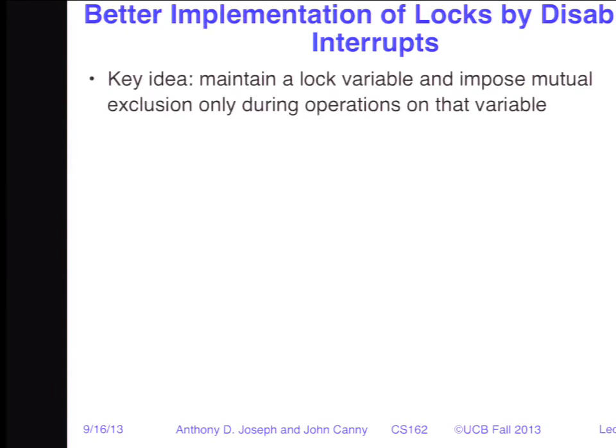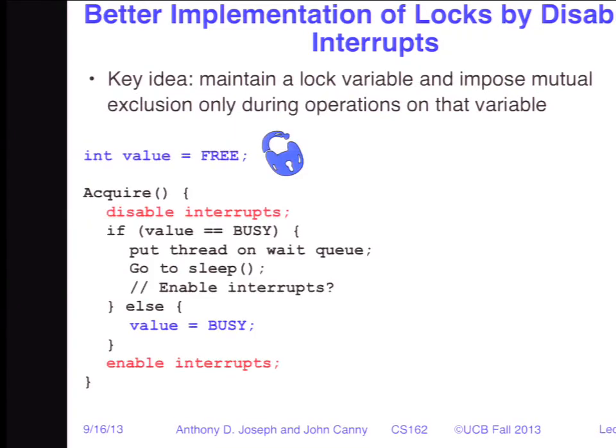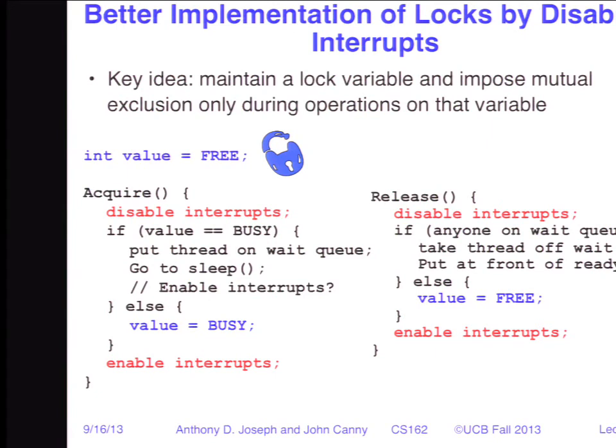So we're going to have a lock variable. We're going to impose mutual exclusion on accessing and updating that lock variable. So our lock code is now going to look like this. Our lock initially starts out as free. In our acquire, we're going to disable interrupts. Now, we're going to check to see if the lock is already acquired. If someone already has the lock, then we're going to put the thread on the wait queue, go to sleep, and enable interrupts. We're going to do all of that at the same time. Otherwise, we're going to set the lock to busy, acquire the lock, and then enable interrupts.